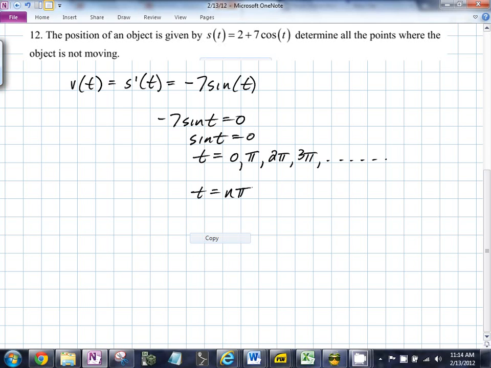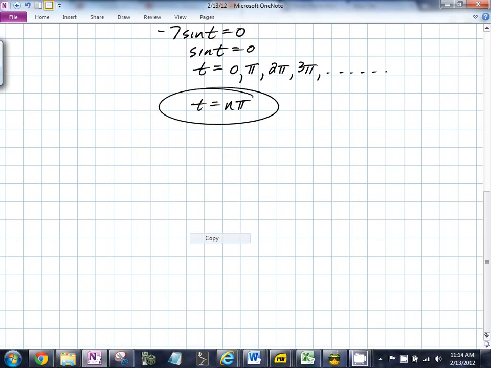Now the question though asks for all the points, right? Determine all the points. Is that a point? No, it's a function. That right there is a set of x values. That's not a point because what do we not have? A y value, right?